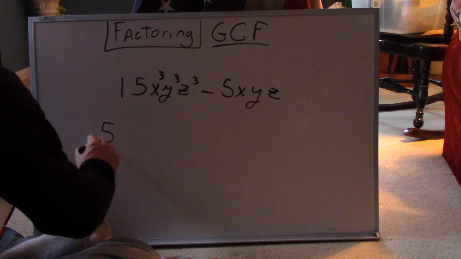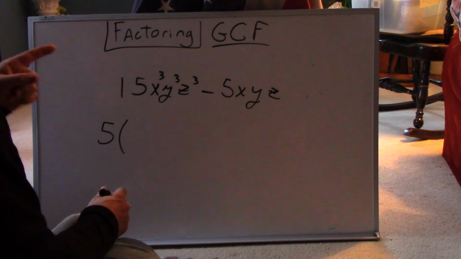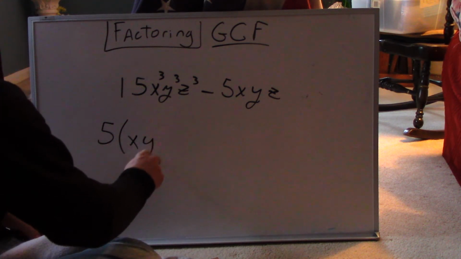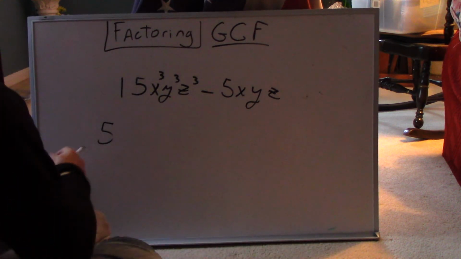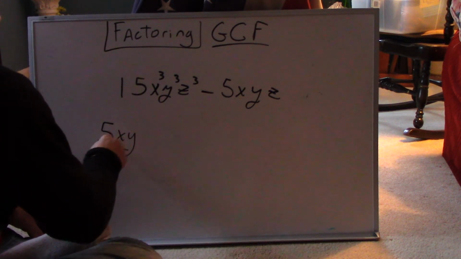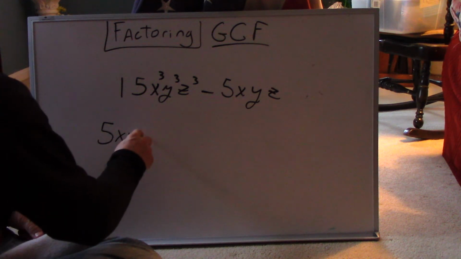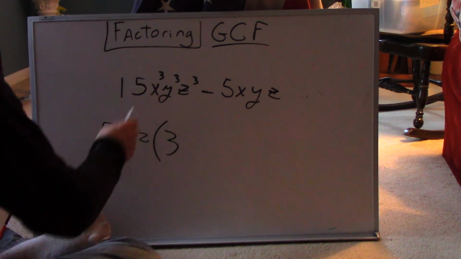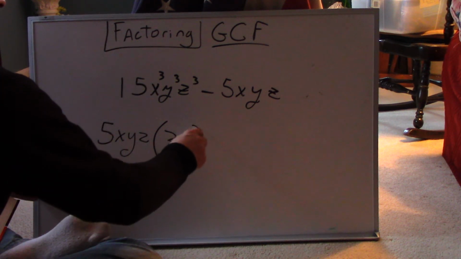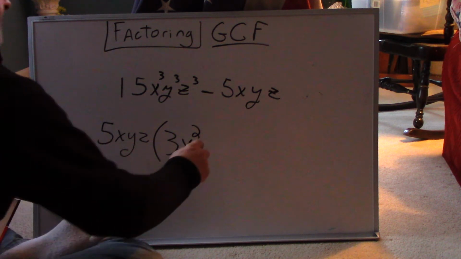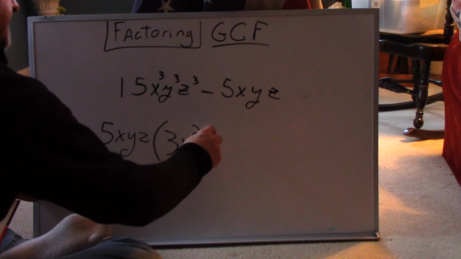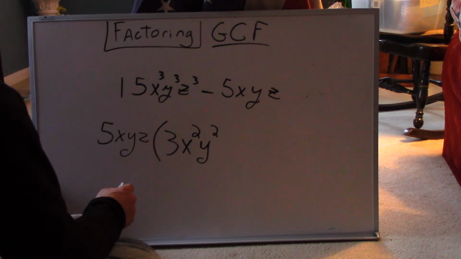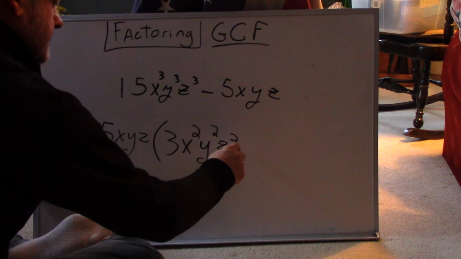5. What could go into x to the third and x? X. What could go into y to the third and y? Y. Oh, what am I doing? Excuse me. I don't need the parentheses yet. What could go into z to the third and z? Z. Now I divide. 5 into 15 is 3. X to the third minus x to the first is x to the second. Y to the third minus y to the first is y to the second. Z to the third minus z to the first is z to the second.